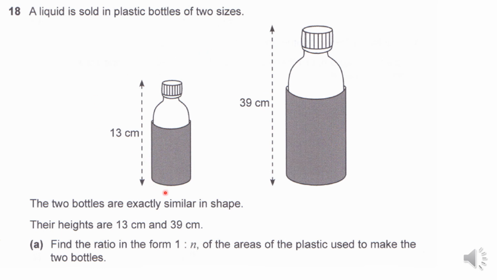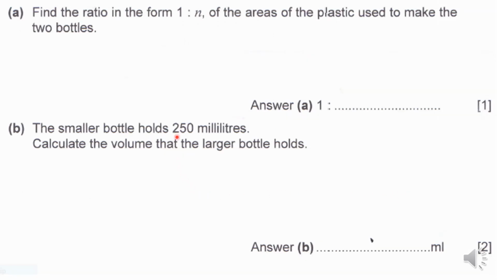Right, so this is some question on similarity. The first question is 1 is to n, so divide both sides by 13. Everything is in centimeters, so nothing should be the problem. So eventually this is 1 is to 3.